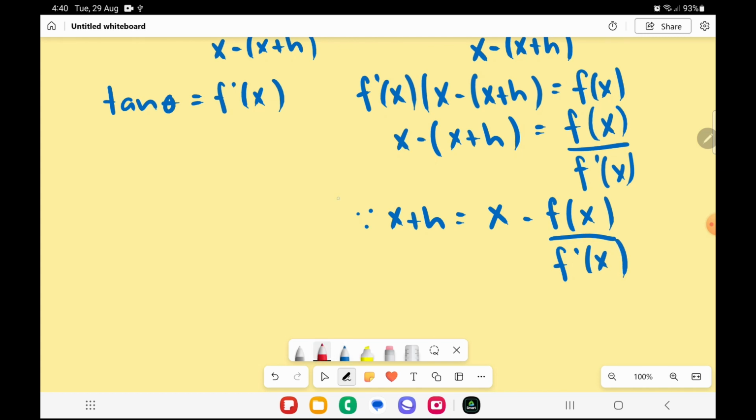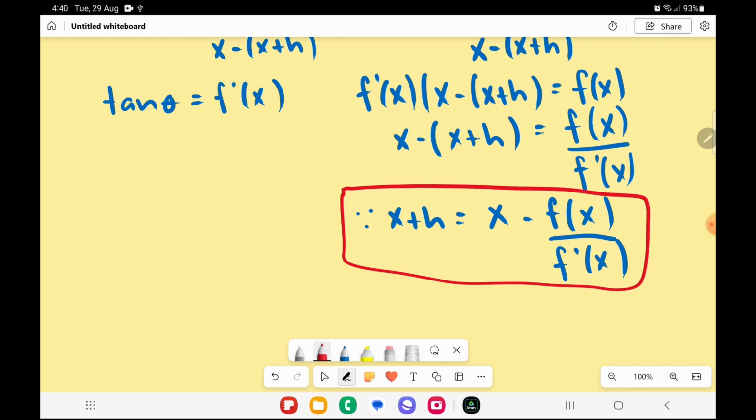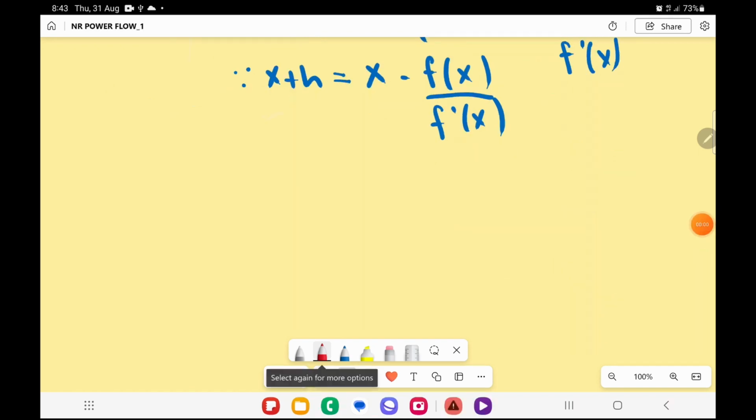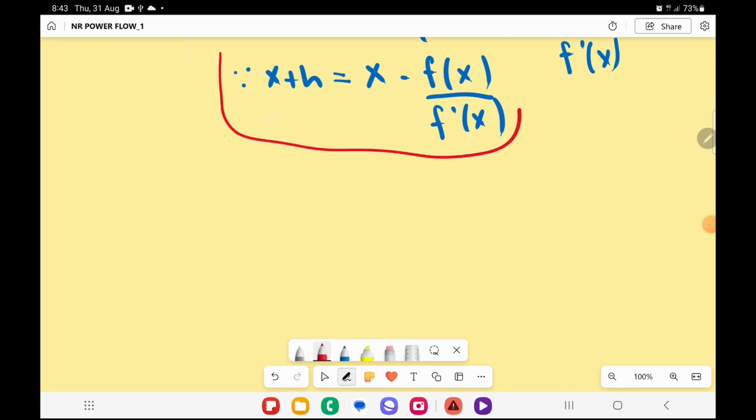So this is the formula of Newton Raphson using Taylor series. This Newton-Raphson formula will give us an iterative solution.